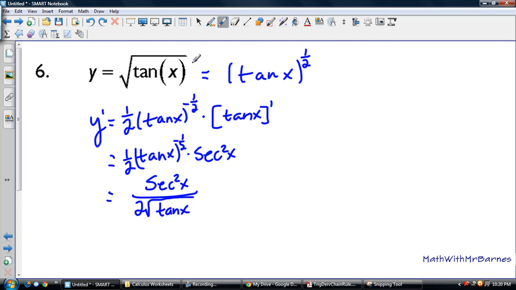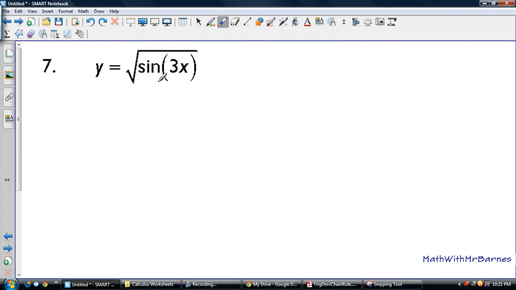It looks really intimidating to have that tan as your inside function, but it really doesn't make that big of a difference. Alright, let's try the next one. The next one's actually a chain rule within a chain rule. I have my outside function, my square root, and I have my inside function being my trigonometric function, sine. But then within that sine, I have something that's not x. So there's a u in this guy. I have to be careful. I'm going to have to do this in a couple of steps.